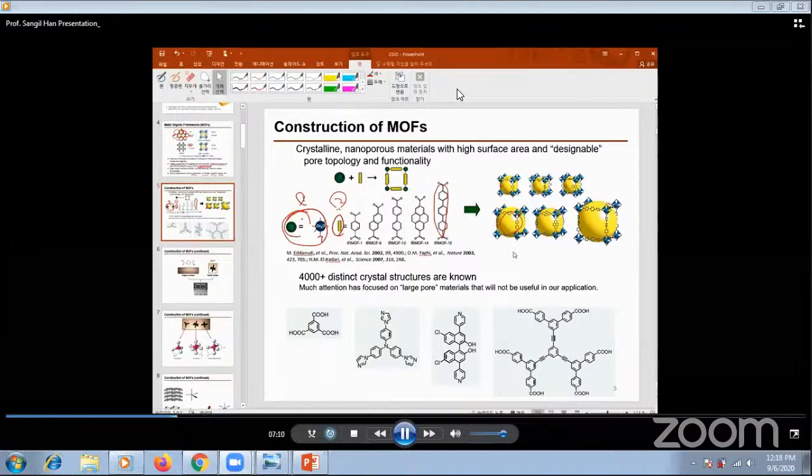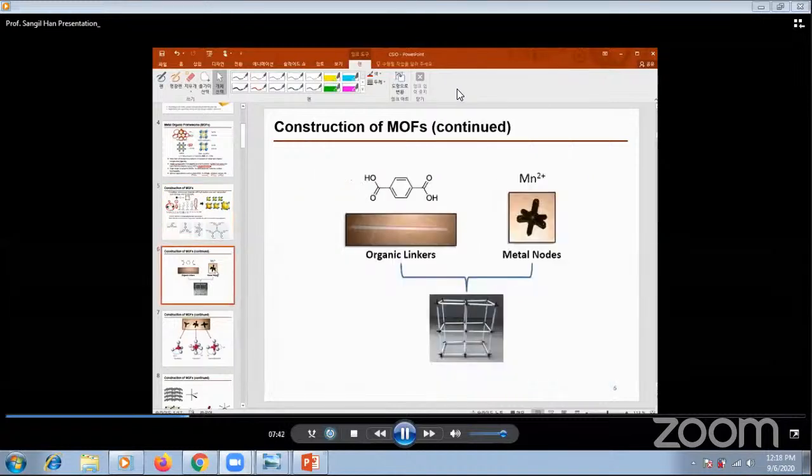There are more than 4,000 known crystalline structures. The picture below shows the different kinds of organic linkers. But even though the structure is known, the performance, such as the adsorption capacity and the selectivity, is not known yet. So in our group, we discover the performance of known MOFs, or we synthesize new MOFs.